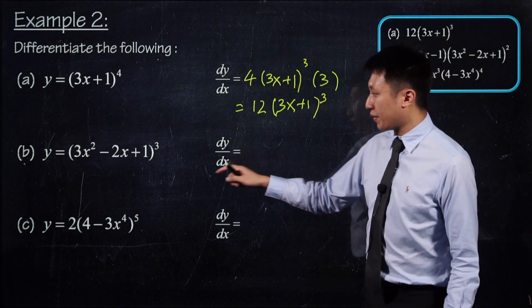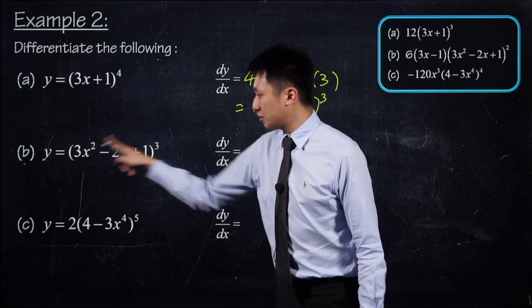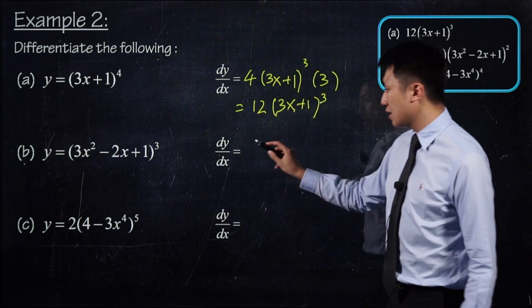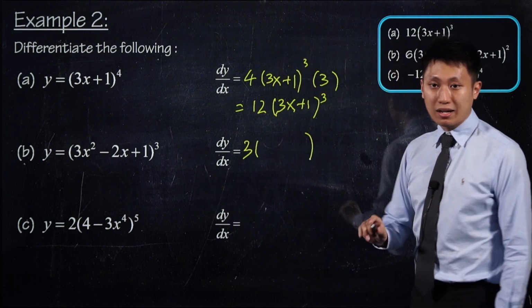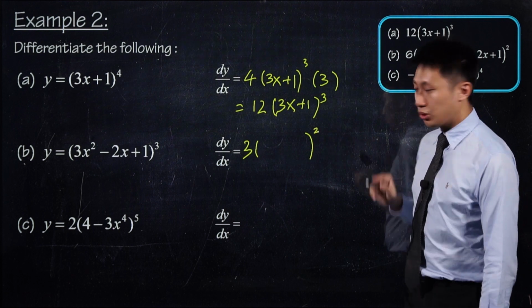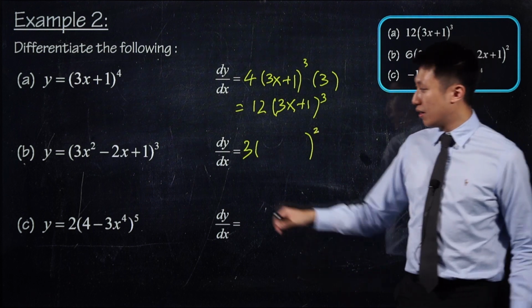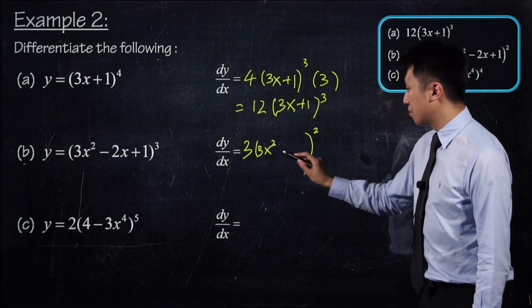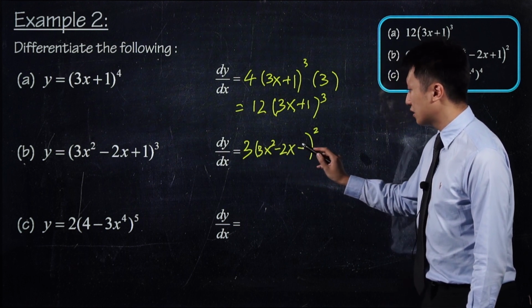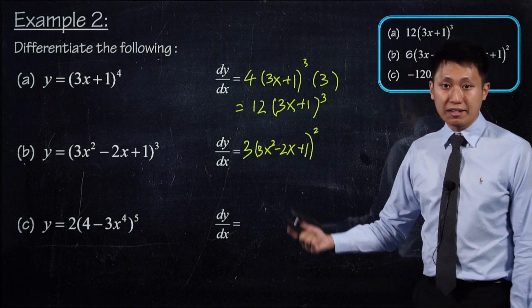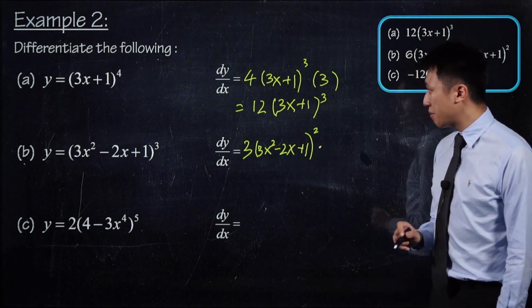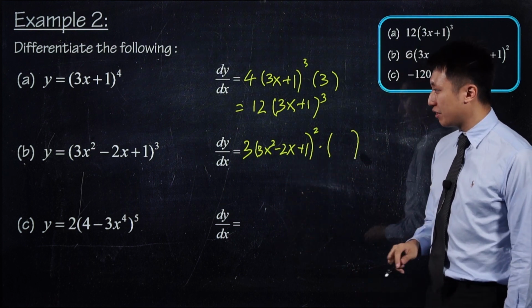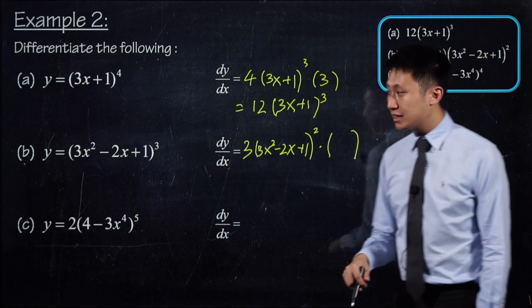Next one here. This one is inner, this one is outer. I differentiate the outer first: 3 times something. What is it? I don't care, to the power 2. Then I've differentiated the outer, done. Inside, I just copy down, which is 3x squared minus 2x plus 1. Then I differentiate the inside and multiply by the differentiation of the inside, which gives me 6x minus 2.